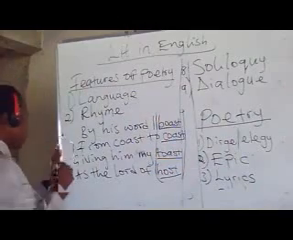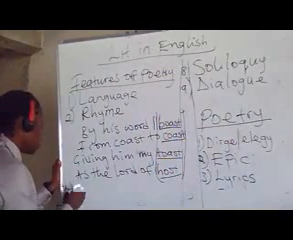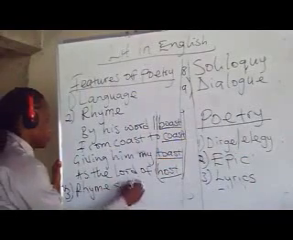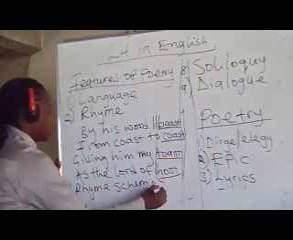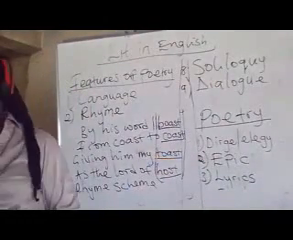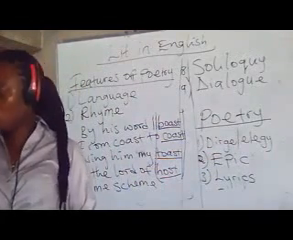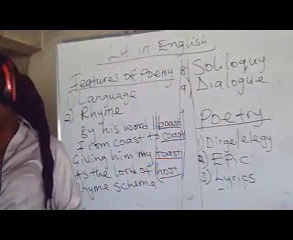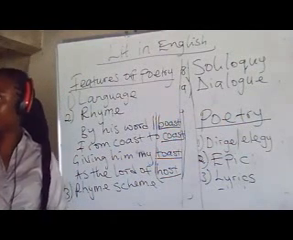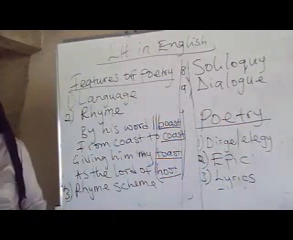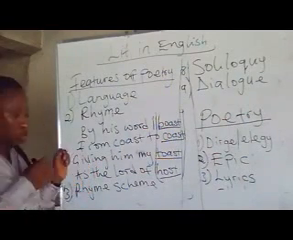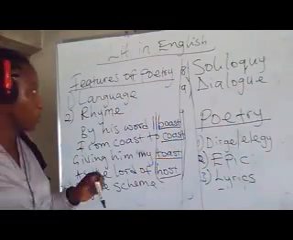Then we have rhyme scheme. Rhyme scheme here refers to the pattern in which words sound alike at the end of the lines. For example, you have "Beat me to weep and I will weep."